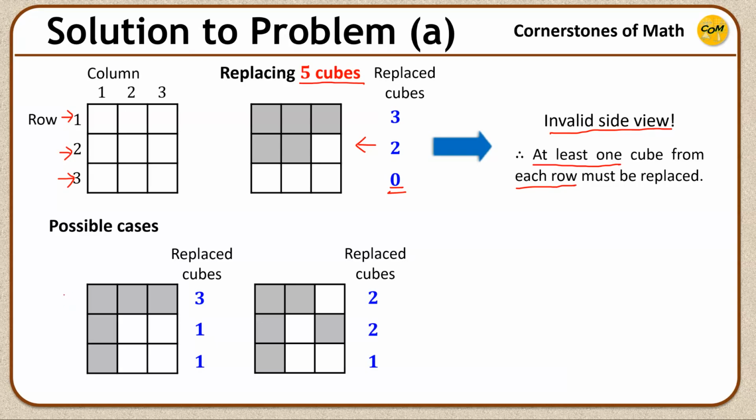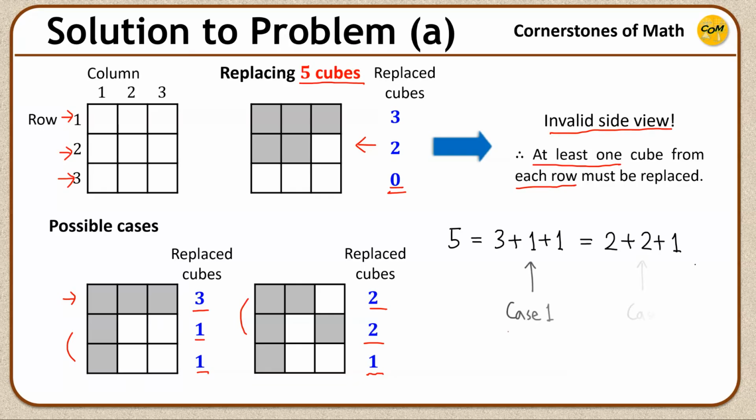In the first example, in one row, all 3 cubes are replaced, and in the other 2 rows, only 1 out of 3 cubes is replaced. In the second example, now there are 2 rows where 2 cubes are replaced, and in the remaining 1 row, only 1 cube is replaced. These are 2 possible cases of expressing 5 as the sum of 3 natural numbers, and these will be our case 1 and case 2.